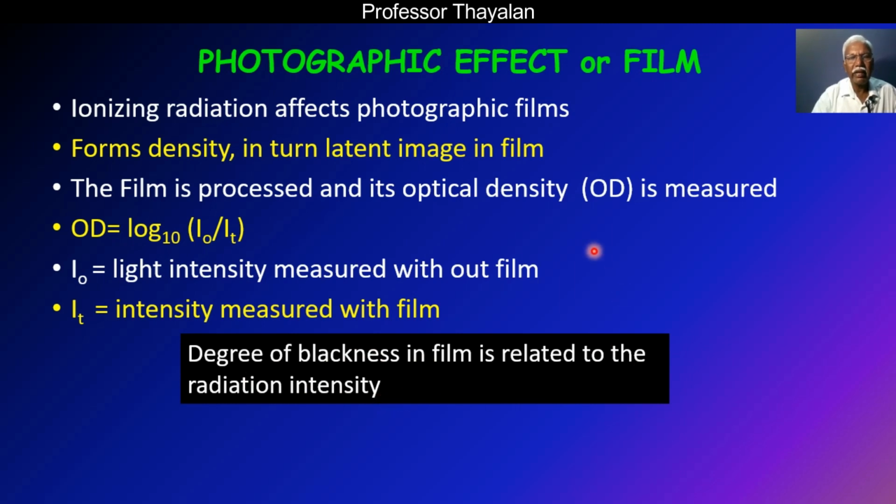In short, take a photographic film, expose it to radiation, and it will form blackness. This degree of blackness can be measured with optical density. To measure the optical density, one can use a densitometer. So without film you measure I0, with the film you measure IT, then take the ratio, then you find the logarithm to the base 10, that gives the optical density of the film.